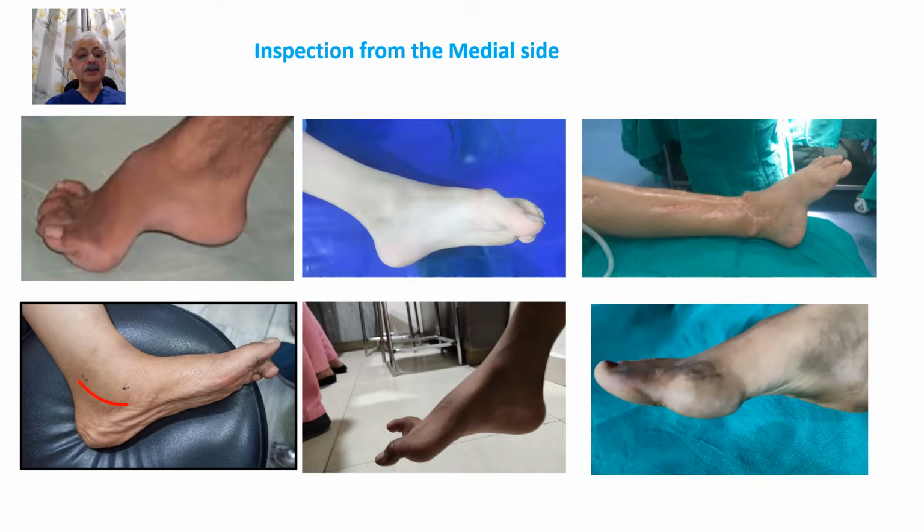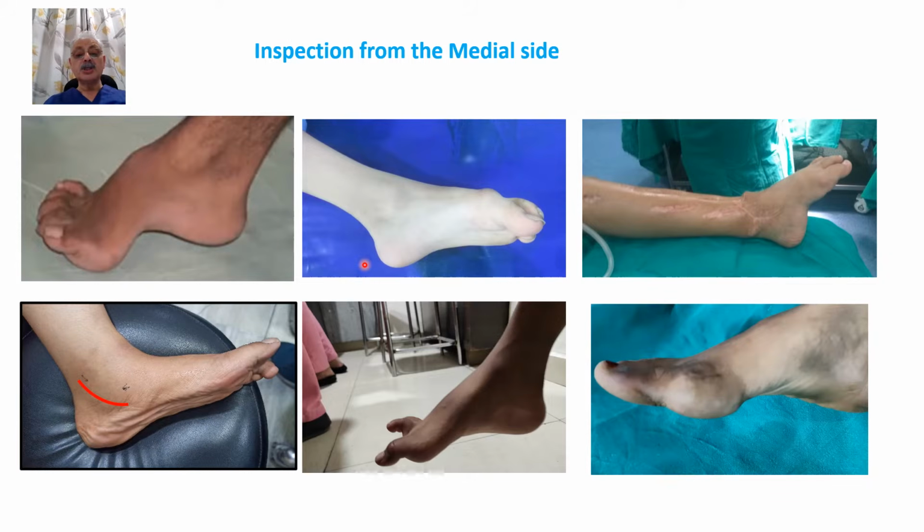Inspection from the medial side includes looking towards the arches of the foot and seeing if there is a cavus foot, a high arch, or a flat arch. And in the early stages of the adult flat foot, you can see a swelling along the posteromedial aspect, which is just posterior to the medial malleolus, which is suggestive of posterior tibial tendinitis.